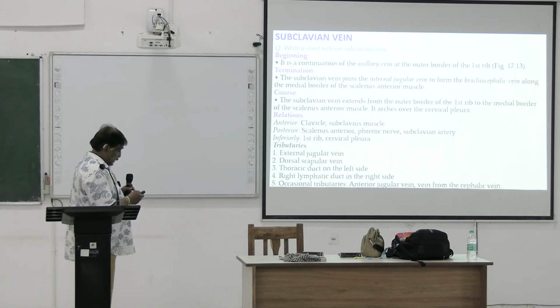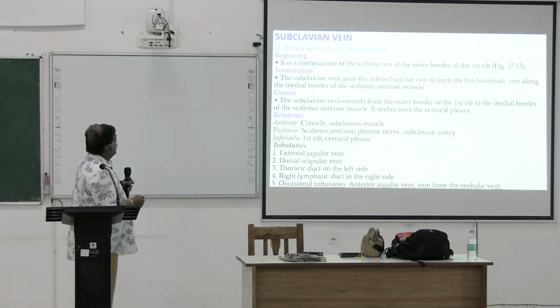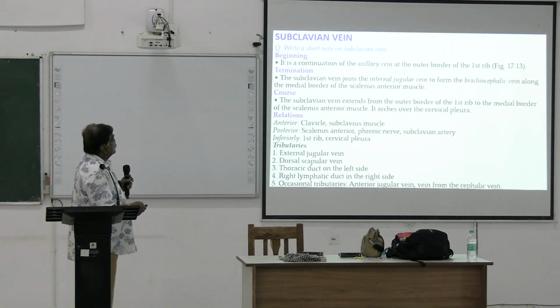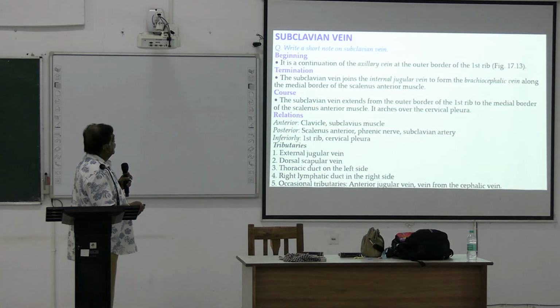Now, this is the short note. Write a short note on the subclavian vein. Beginning: the continuation of the axillary vein at the outer border of the first rib. Termination: the subclavian vein joins the internal jugular vein to form the brachiocephalic vein at the medial border of the scalenus anterior muscle. The subclavian vein extends from the outer border of the first rib to the medial border of the scalenus anterior muscle. It arches over the cervical pleura.